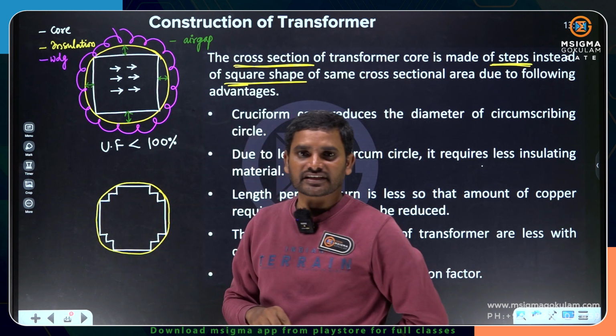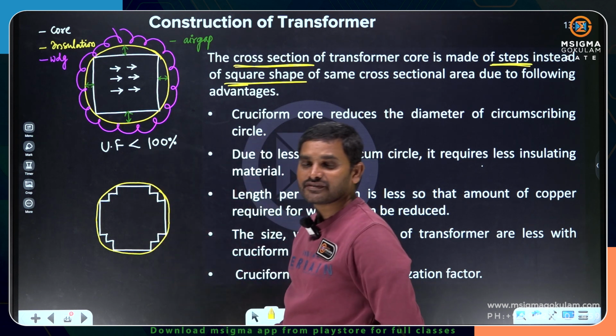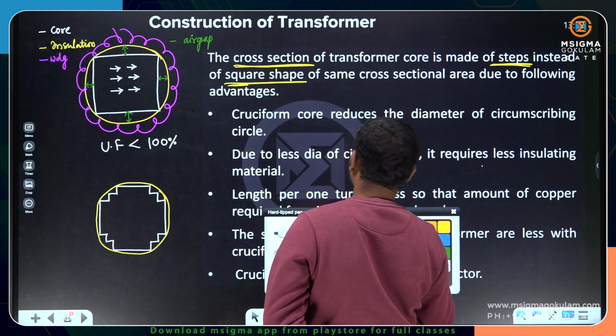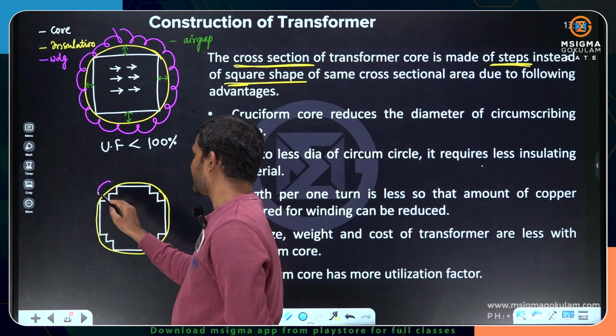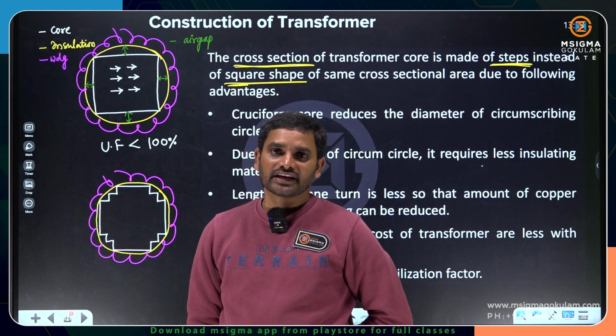So this is how the insulation sits, and you see the air gap between the core and insulation is very minimum. Upon this I can place a winding, so the winding is also very near to the core.